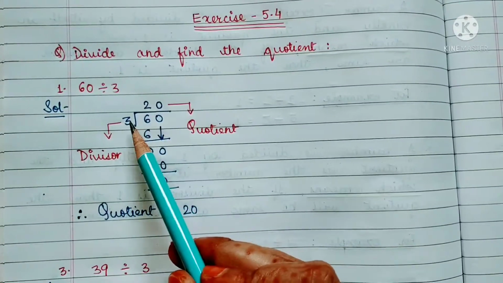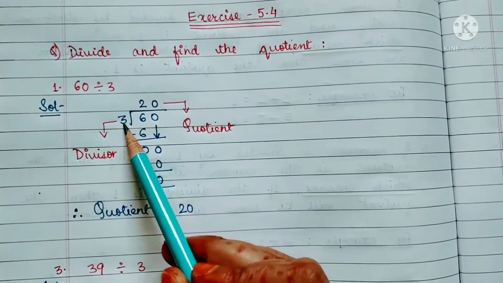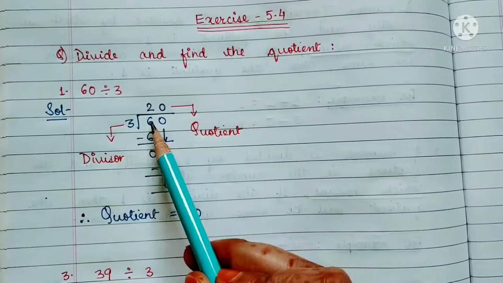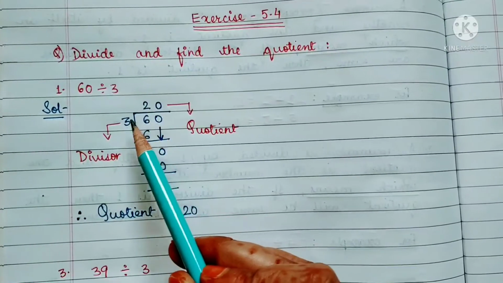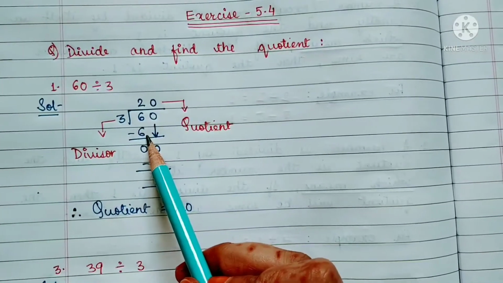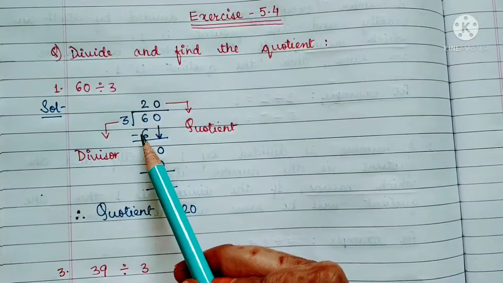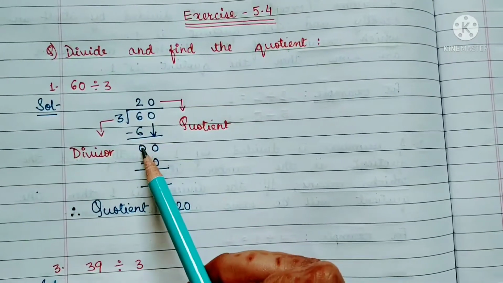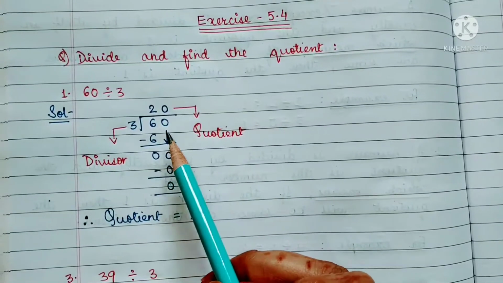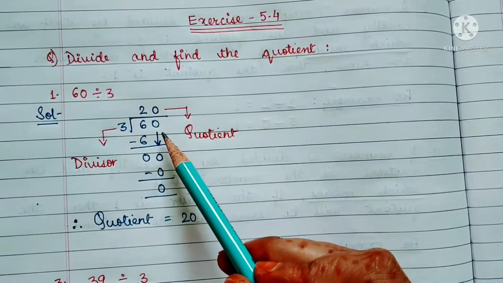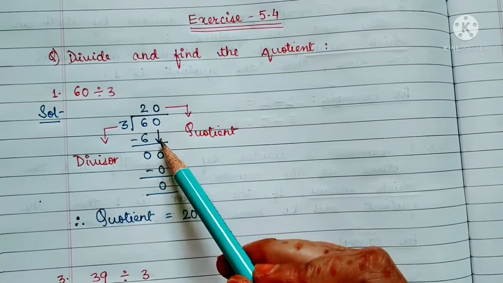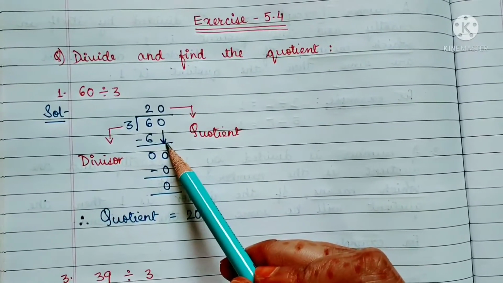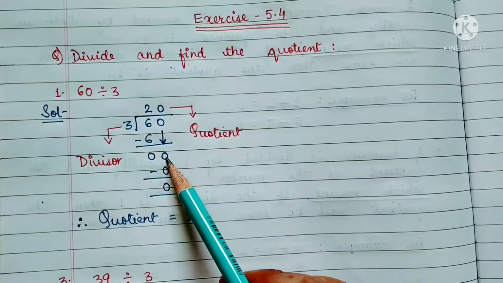6 is greater than 3, so we will recall the table of 3. Yes, 6 comes in the table of 3, so 3 2s are 6, we will write. The next step includes subtraction. Then we will subtract 6 by 6 and we'll get 0. In the third step, we will bring down 0. So the 0 comes here.